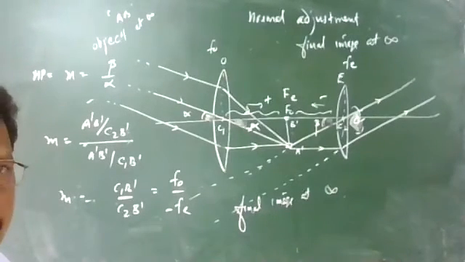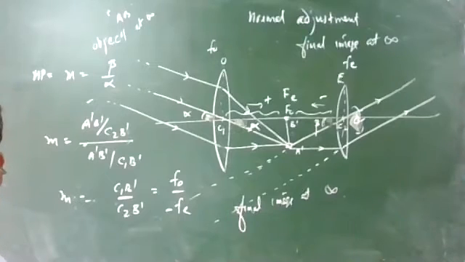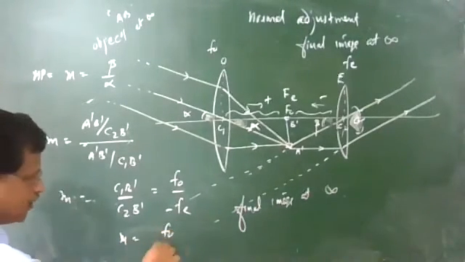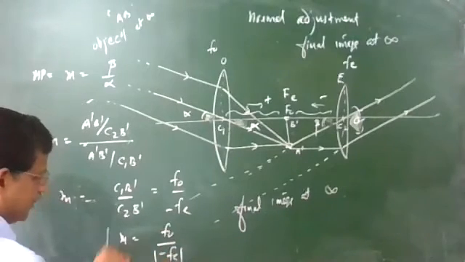The diagram is very important and is repeated many times. Okay, so this is the magnifying power. We write m is equal to f naught by f e, using the modulus value.